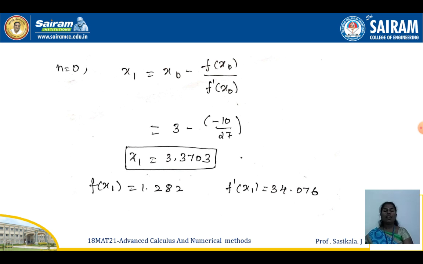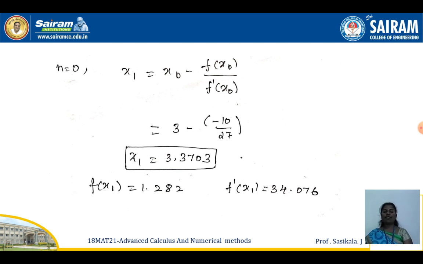Your x1 value is 3.3703. It's clear? So just substitute your x naught, f of x naught and f dash of x naught in the formula, and do the simplification using your calculator. You can fix your x1. Now I can go to f of x1, because I need to compare up to 3 decimal places. So you can go for a second iteration.